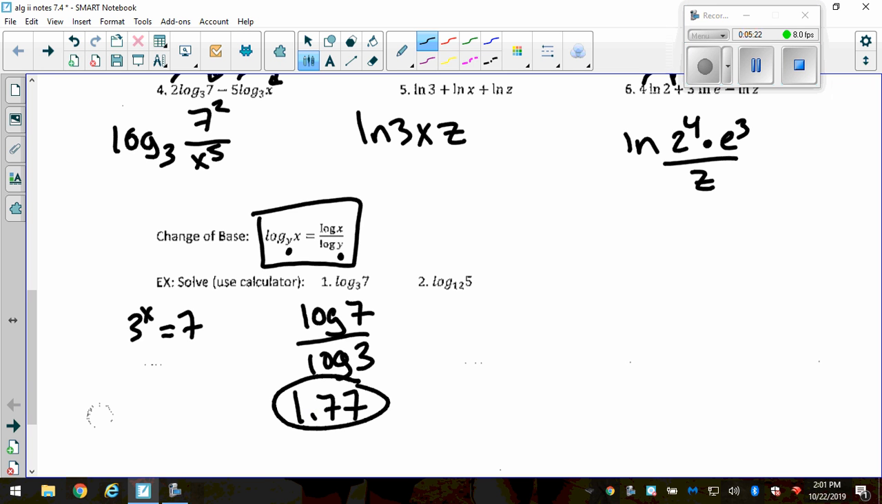Make sure that you close the parenthesis on the 7. If you're not getting 1.77, make sure you close it before you divide. So go ahead and do number 2 for me. I got 0.64, we'll round it up to 8 for that one.